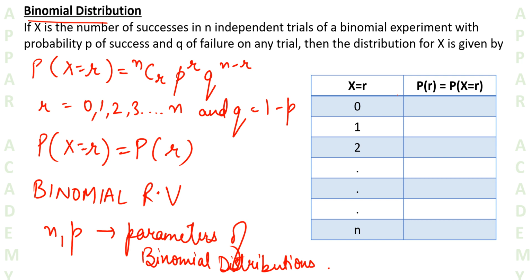So if x is equal to 0, this is simply putting our values over here, this is simply q to the power n. Why? Because r is 0 and nC0 is always 1. So when this is 1, this becomes nC1 p into q to the power n minus 1. This is nC2 p to the power 2 q to the power n minus 2, and so on till p to the power n, that is probability of all n successes, simply p^n, because nCn is always equal to 1.